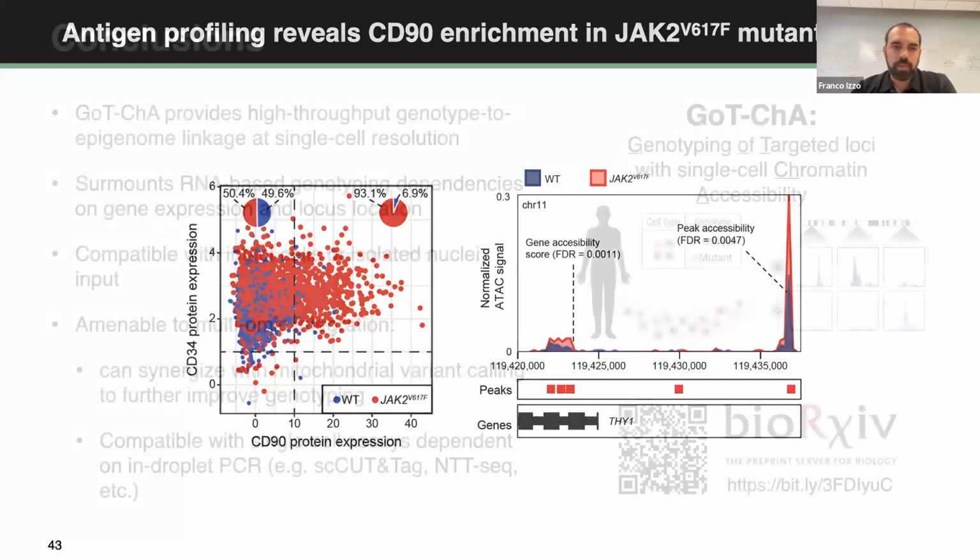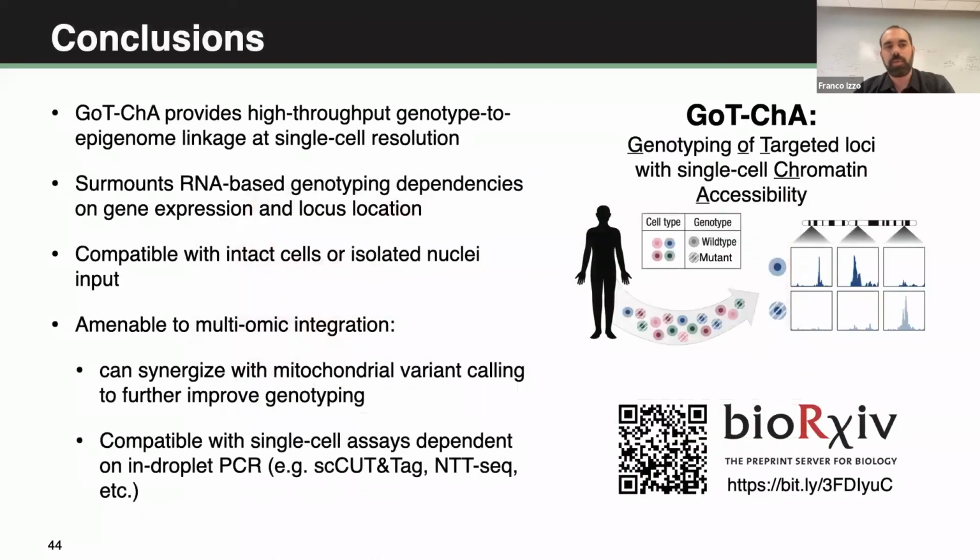So in conclusion, we show that GoT-ChA provides a high-throughput genotype-to-epigenome linkage at single-cell resolution. We show that it surmounts some of the limitations and dependencies of RNA-based methods that are based on gene expression and location. We show that it's compatible with intact cells or isolated nuclei as input, and amenable to multi-omic integration. It can synergize with mitochondrial variant calling to further improve genotyping.